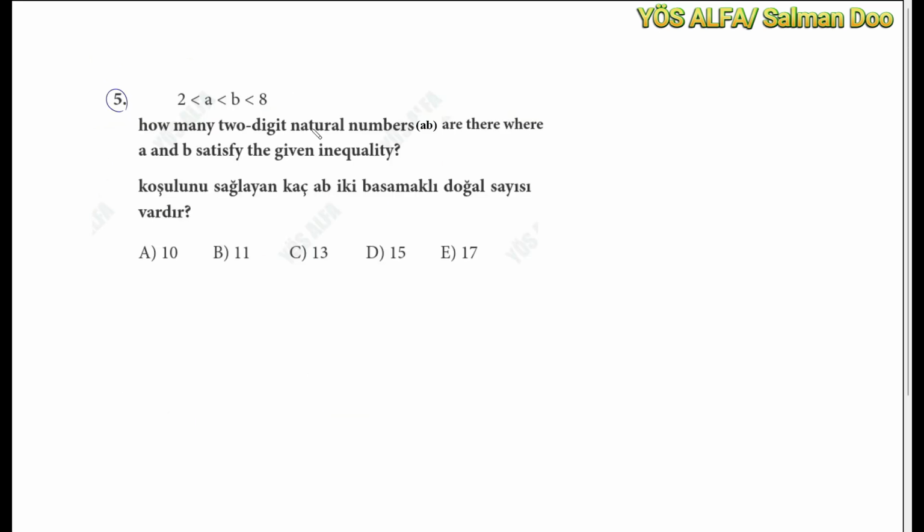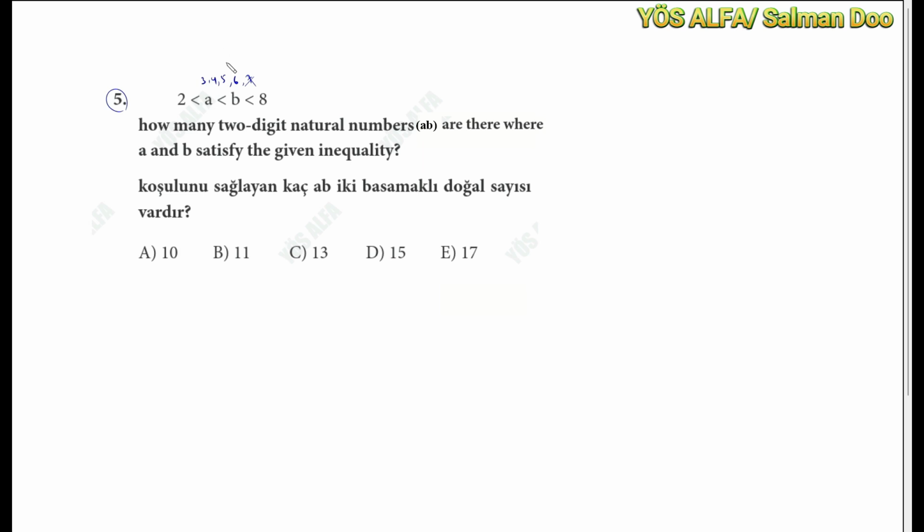How many two-digit natural numbers ab are there where a and b satisfy the given inequality? Since a is a natural number and larger than 2, it is going to start from 3, and it could also be 4, it could be 5, it could be 6, can it be 7? If a is 7, then b has to be 8. Since b is less than 8, a cannot be 7. So we have 4 different values of a.